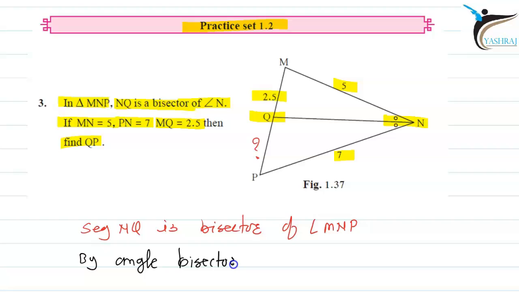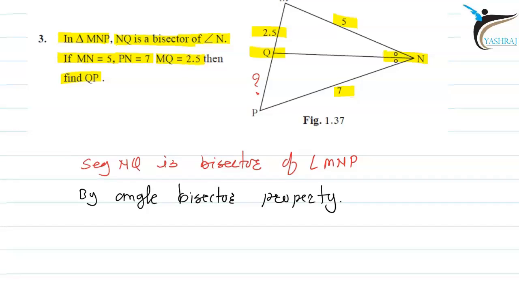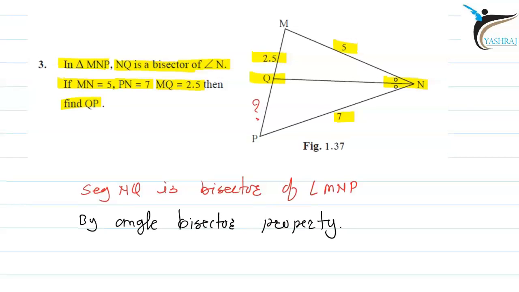What does the angle bisector property tell us? For any triangle, suppose NQ is the bisector of angle MNP. Whatever the intercepts made on the opposite side of angle N, that means here PM is the opposite side, the ratio of those intercepts, that means QP divided by MQ, equals the ratio of the remaining two sides. We started with point P, so we have PN divided by MN.